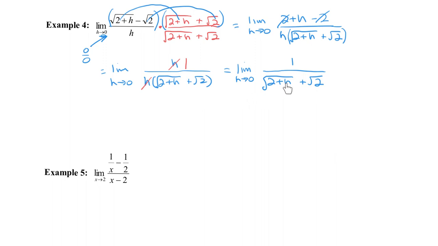And to find that limiting value, we can just plug in this 0 here. So if I plug in that 0, I have no more limit. I'm taking the limit. I get 1 over the square root of 2 plus the square root of 2, which is equal to 1 over 2 times the square root of 2.